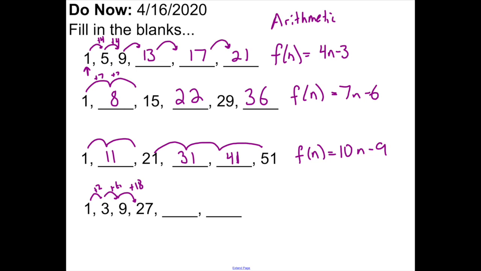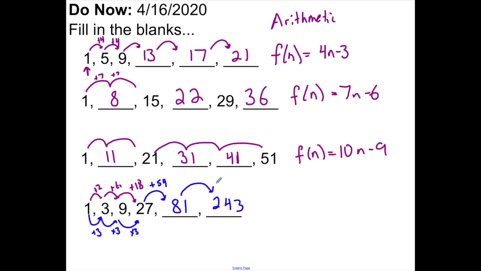Well, we're not adding, we're multiplying. 1 times 3 is 3. 3 times 3 is 9. 9 times 3 is 27. So if I continue to multiply by 3, what's 27 times 3? It's 81. And 81 times 3 is 243. 8 times 3 giving me 24. 1 times 3 giving me 3. But notice, this is not working.